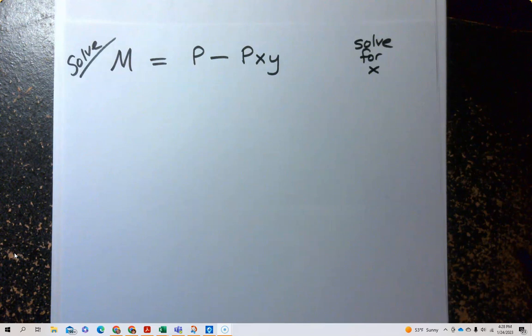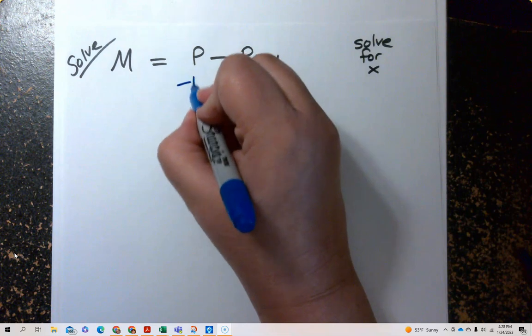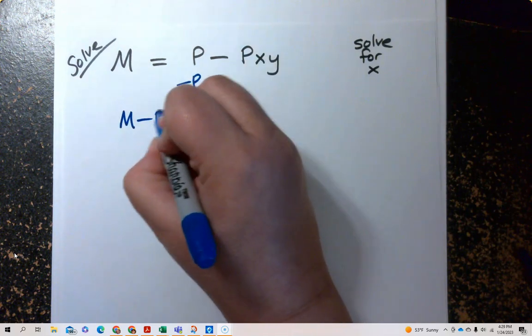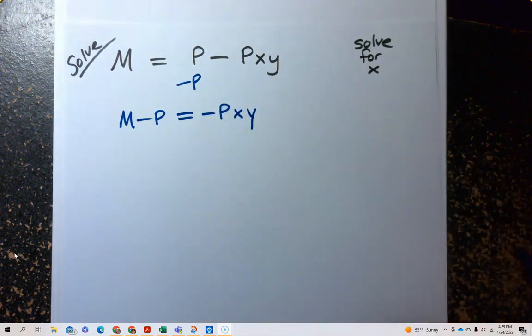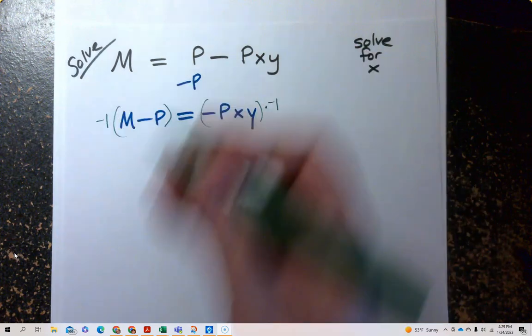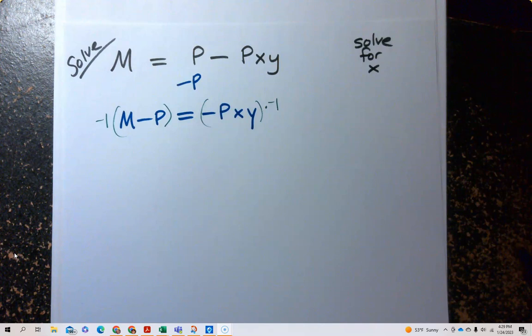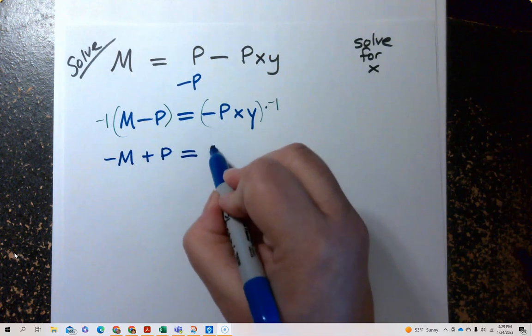This is one way to do it. There's actually probably a quicker way. I'm not sure if I want to do this. What I'm noticing is that p is in both terms here. So I could factor out the p. Let's do it without doing that first and see what happens. Now I need to get x by itself. So we can go ahead and take care of that negative. I'd like to do that now. So this is times -1, and this side's times -1. So that gives me negative m plus p equals p times xy.